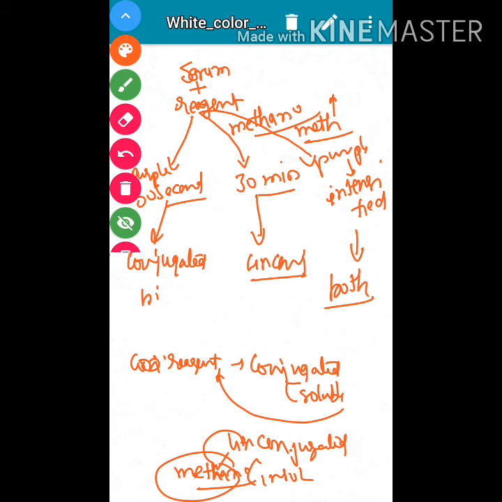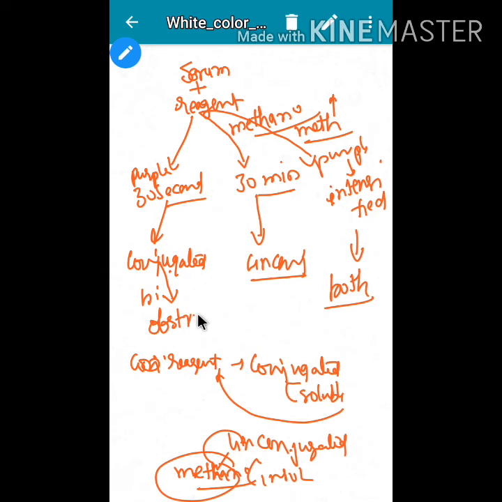As all of us know, conjugated bilirubin is increased in obstructive jaundice. So when there is increase in conjugated bilirubin, then it is said to be obstructive jaundice. Unconjugated bilirubin is increased in hemolytic anemias or hemolytic jaundice. Both are increased in hepatic jaundice.